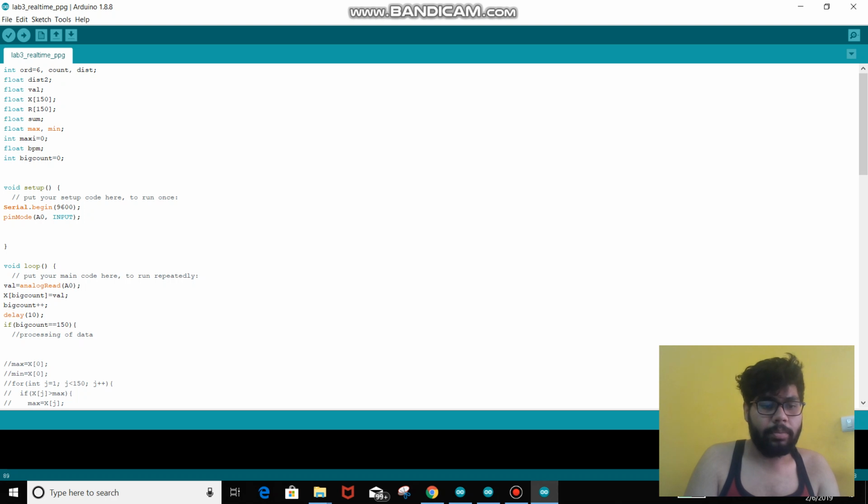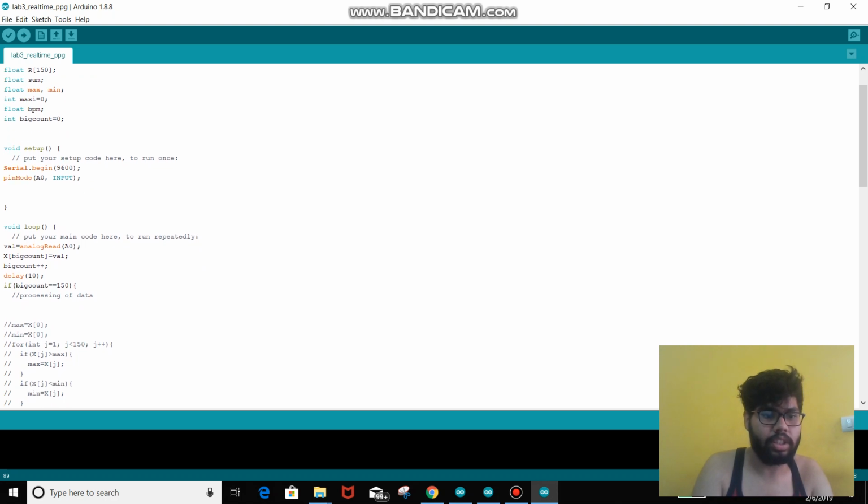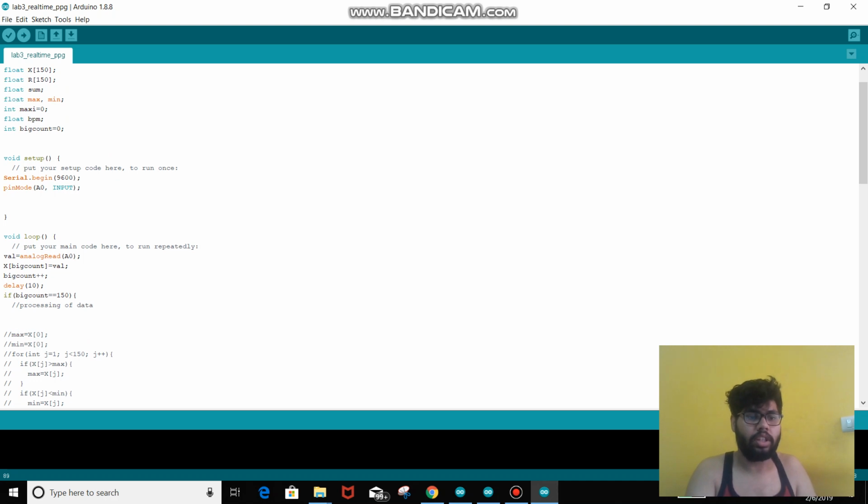In this case also, because the code has to run again and again, since it is a real-time product, the code will be written in loop, and in setup we have just initialized the sensor input and the serial communication. What we do in the loop, however, is through the counter we first read the data into an array with a delay of 10 milliseconds so that we match a sampling frequency of 100 Hz, and we keep inputting the data into the array till the counter reaches 150.